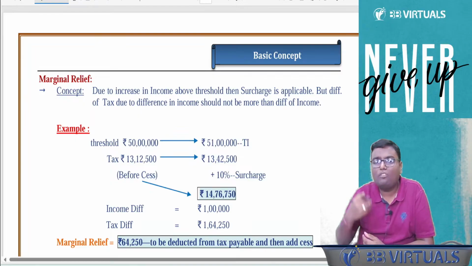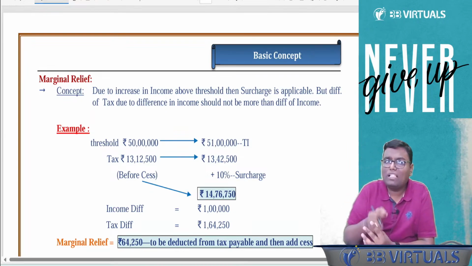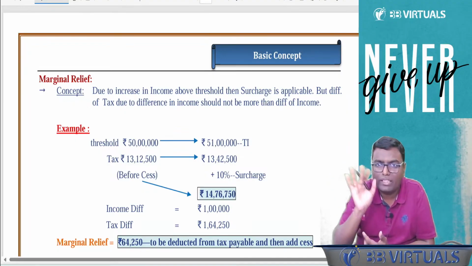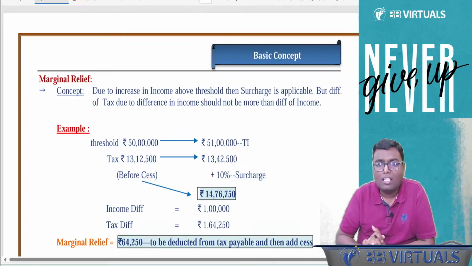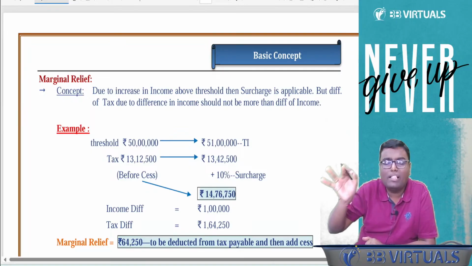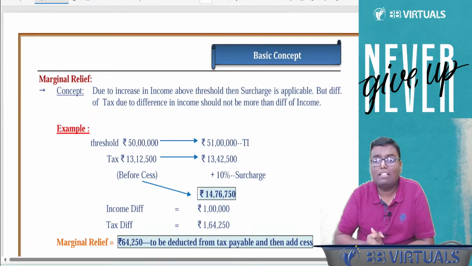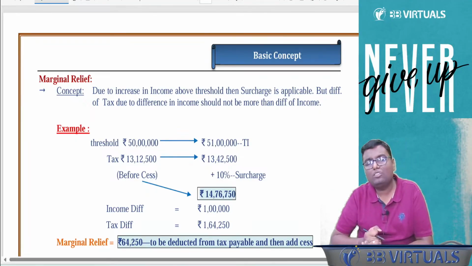Achha, what is the tax rate of firm, LLP, local authority? Flat 30%. Cooperative society up to 10,000 10%, 10,000 to 20,000 20%, above 20,000 30%. Domestic company 30%. But if the turnover of 2022-23 is less than or equal to 400 crore, then it will be reduced to 25%. Achha, foreign company, what will it be? 35%.